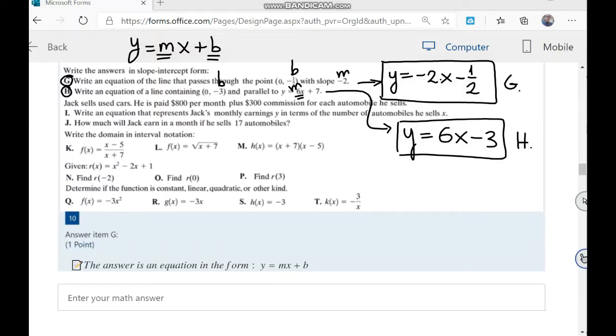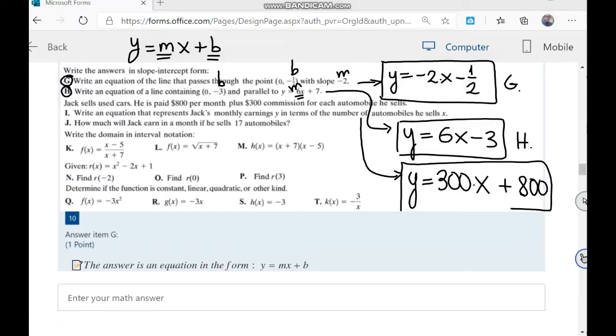Next question. Jack sells used cars. He is paid $800 per month plus $300 commission for each car he sells. Letter I. Write an equation that represents Jack's monthly earnings, Y, in terms of the number of cars he sells. Let's write the equation. Y, the monthly earnings, equals 300, the amount he makes every time he sells a car. So we multiply this by the number of cars he sells, X. And 800 is a one-time payment, the salary, every month. So he makes 800 plus 300 for each car he sells. This is the equation that represents his monthly earnings.